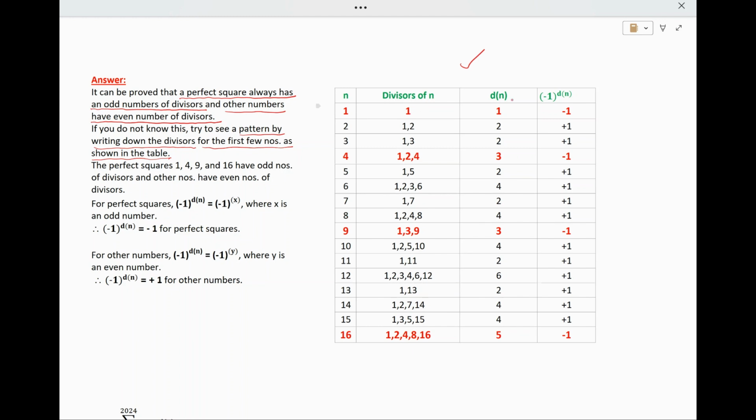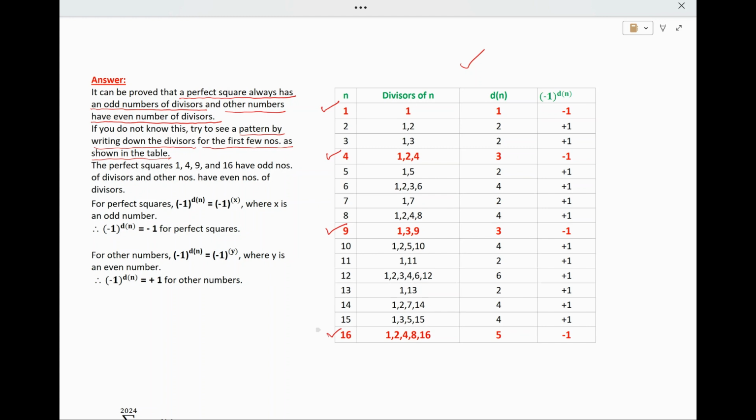and then we have calculated what is dn, or the number of divisors for each case, and finally we have also calculated (-1) raised to the power of dn, and this we have done from 1 to 16. Notice that within this range, that is from 1 to 16, there are only 4 perfect squares. These are 1, 4, 9 and 16.